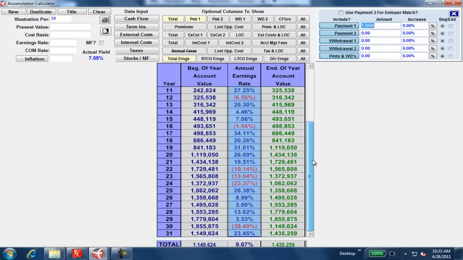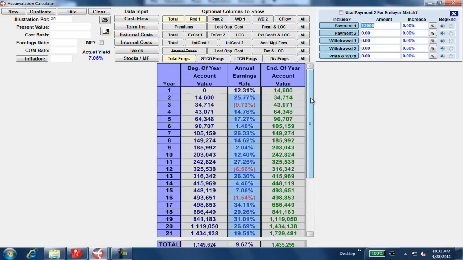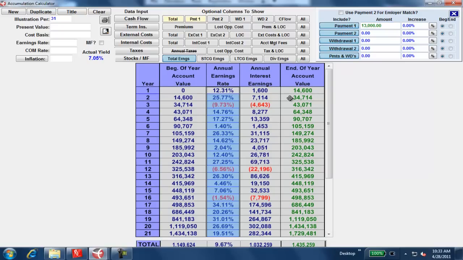Now what you see here is a yield that's much lower than the average yield that was shown before, which was just over 9.5%. Now you have an actual yield of 7.05%. That is because whenever an account loses value, it takes a significant amount of money to bring that back to the account balance that it had previously.